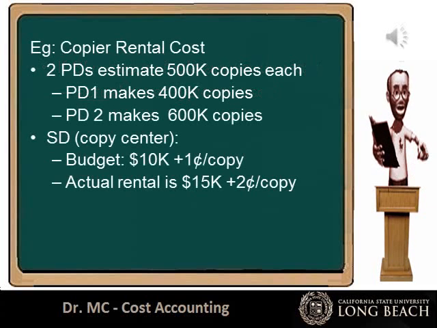Let's do an example. Assume that a firm's copy department budgets that the firm's two production departments will make 500,000 copies each. Based on those budgets, the copy department estimates that it will have fixed costs of $10,000 and variable costs of 1 cent per copy. During the year, Production Department 1 actually makes 400,000 copies and Production Department 2 actually makes 600,000 copies. The copy department actually has fixed costs of $15,000 and variable costs of 2 cents per copy.